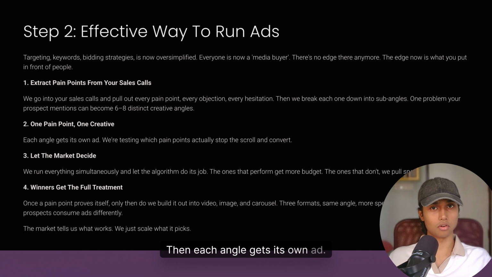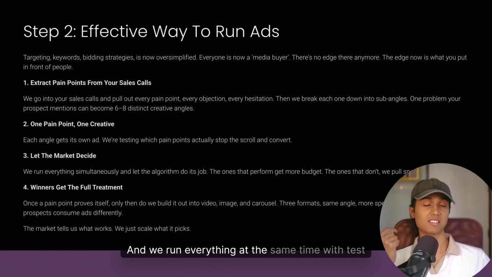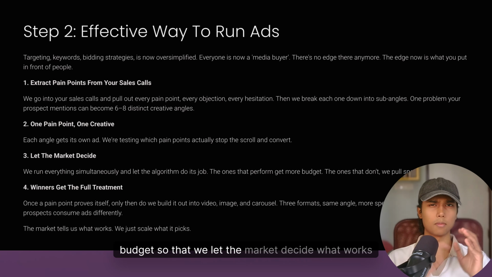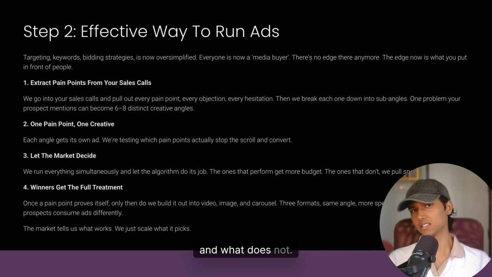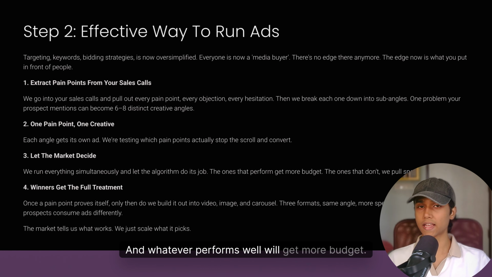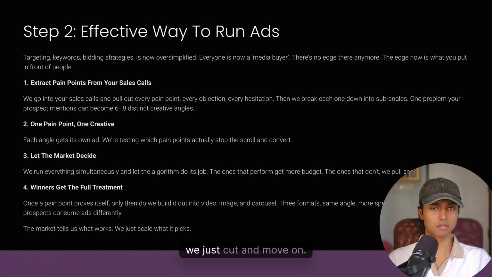Then each angle gets its own ad, and we run everything at the same time with test budget so that we let the market decide what works and what does not. And whatever performs well will get more budget, but whatever doesn't, we just cut and move on.